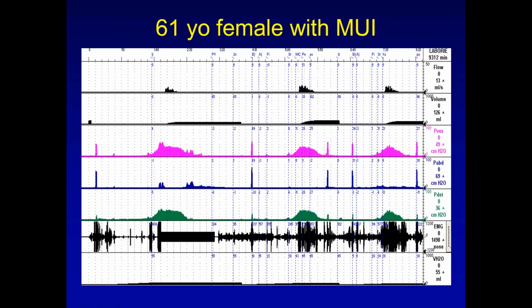This is another example of someone who's got such bad overactivity that I can't tell if she really does have stress, because whenever she has a contraction, she leaks. They're occurring so frequently that they may not. She's making the connection that when she coughs, she leaks, but she just happened to have a cough. She more often is having unstable contractions.